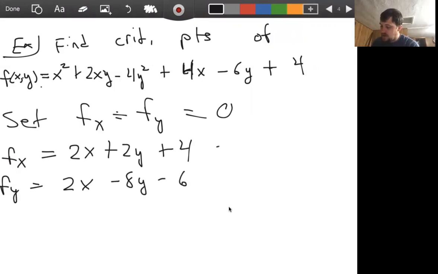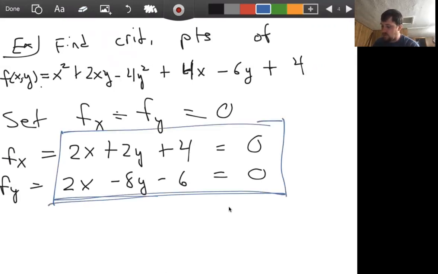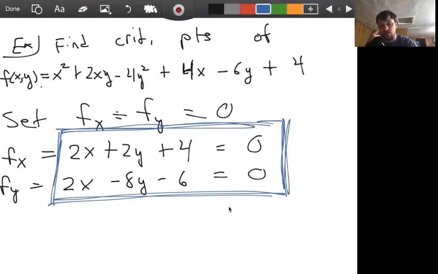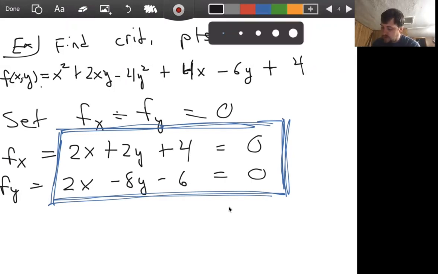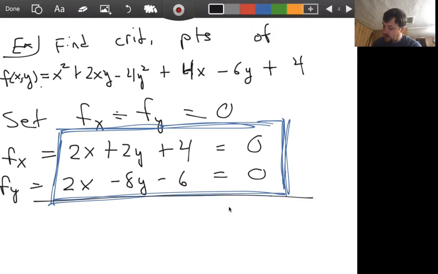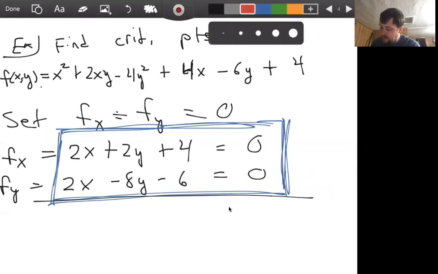And to find critical points, you set these both equal to 0. And when we set these both equal to 0, we have a system of two equations with two unknowns. And we can solve this system for x and y values. Solutions to this system of equations give us the critical points. And so we can use the method where we can add one equation to the other, or one expression. And so I'm going to take the bottom equation and subtract it from the top equation.